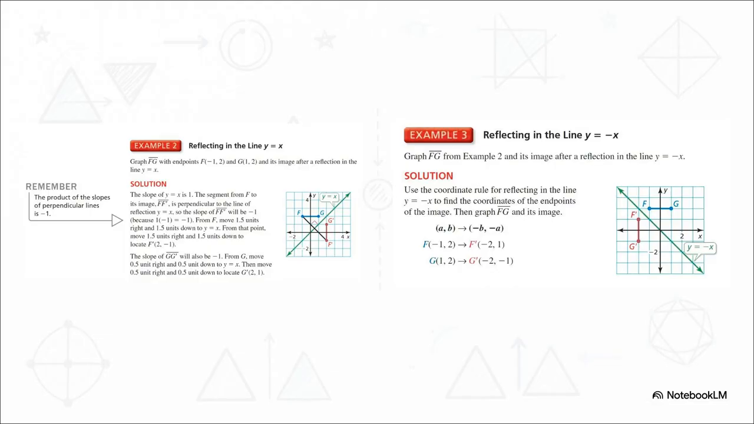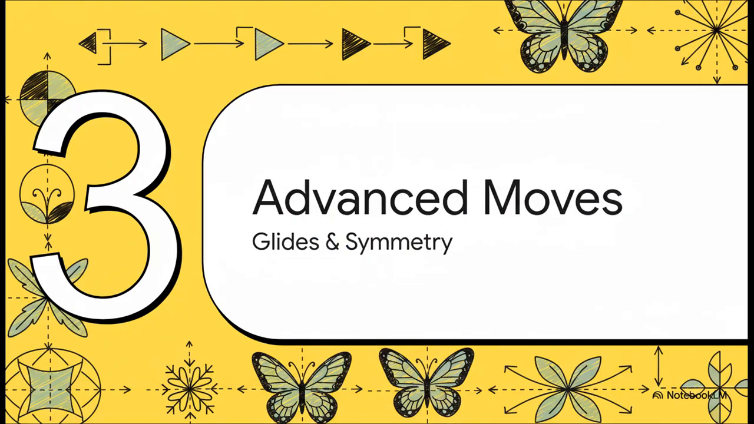Now let's look at those diagonal lines, which always seem a little tricky. Reflecting across the line y equals x is actually the easiest one of all. You literally just swap the x and y coordinates, so a point like (1, 2) becomes (2, 1). Easy. Now for the line y equals negative x, it's a two-step move. You swap the coordinates and you flip both of their signs. Okay, so you've mastered the basic flip. Now we can start combining reflections with other kinds of movements to create some more complex and pretty cool stuff.